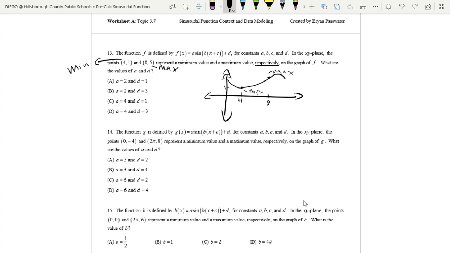So we need to find the values of the amplitude and the midline. Remember, the midline is just what's in between 1 and 5, because that's our y value. If you add 5 plus 1 divided by 2, you get 6 divided by 2. That's 3. So our midline is going to be 3. So A and C are wrong. It's going to be B or D. And our amplitude, well, it's easy. From 3 to get to 5, you add 2. From 3 to get to 1, you subtract 2. So your amplitude is going to be 2 and the midline 3. So it's going to be B.